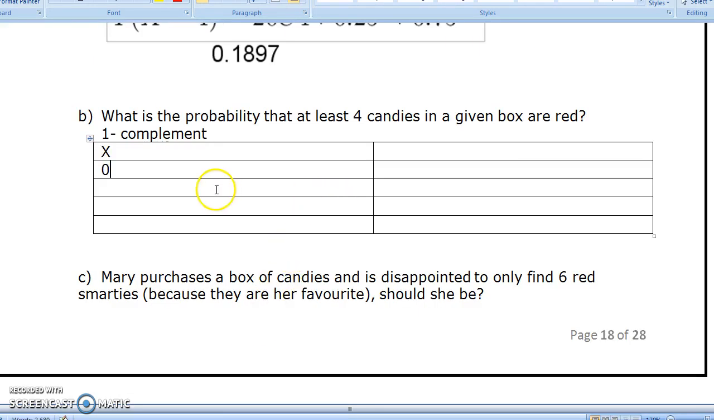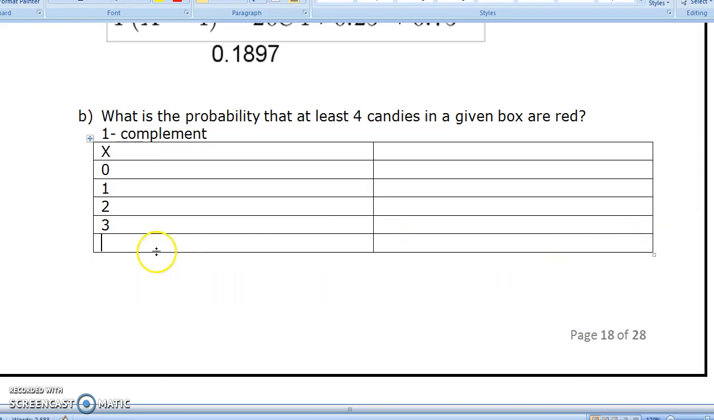X could be 0, 1, 2, 3, or 4. We've already solved 4, 0.1897. We need to solve 0, 1, 2, or 3. So again, I'm going to do these fast. Hopefully you've got the idea by now how this works. I'm just going to plug into the formula that we've been working with and calculate these quickly, and then at the start of the next video, I'll have them done.